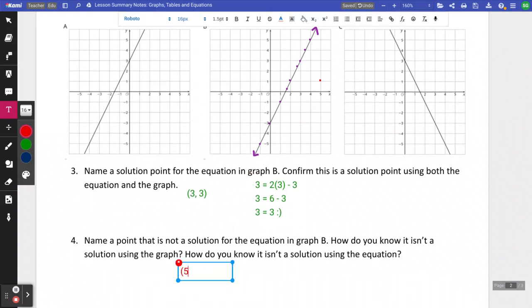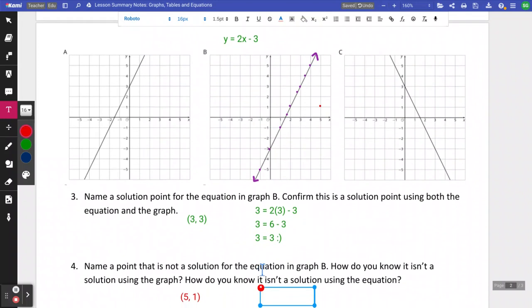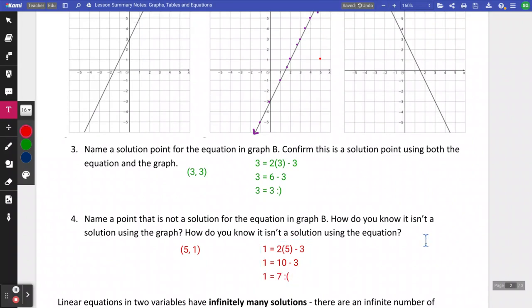So I chose (5, 1), and I just chose that at random. You could choose any point not on the line. If I substitute (5, 1) into our equation, remember our equation is y = 2x - 3. My y is the number 1, and my x is the number 5. So I get 1 = 10 - 3, 1 = 7, which does not satisfy the equation.